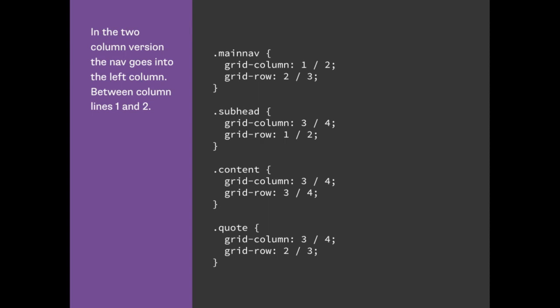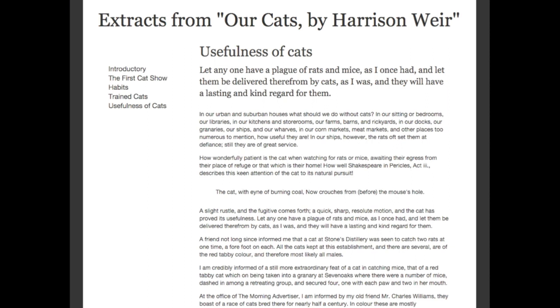So in this 2-column version, I put the nav between the lines 1 and 2, and the subhead, quote, and content between 2 and 3. So again, this is all inside my media queries for that breakpoint. And so we end up with something like this.